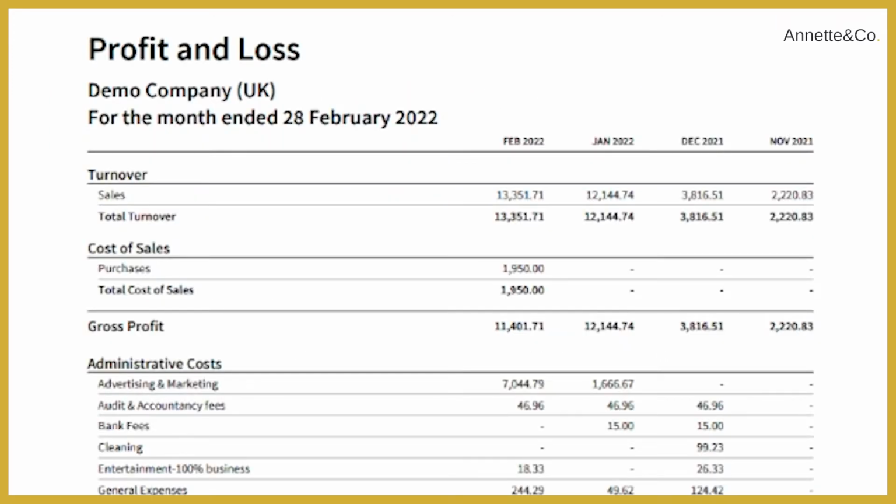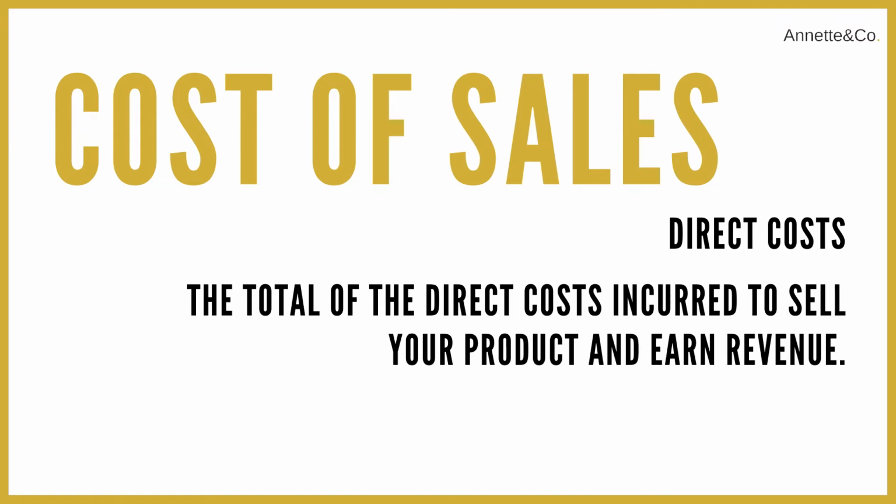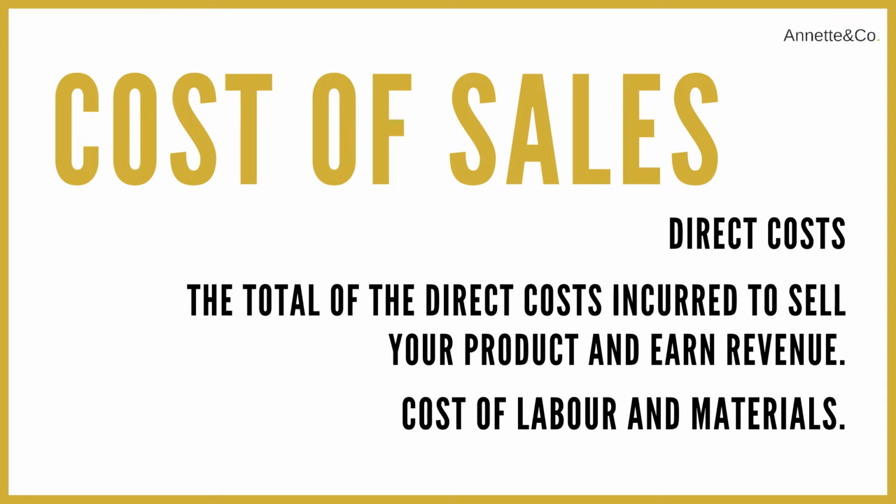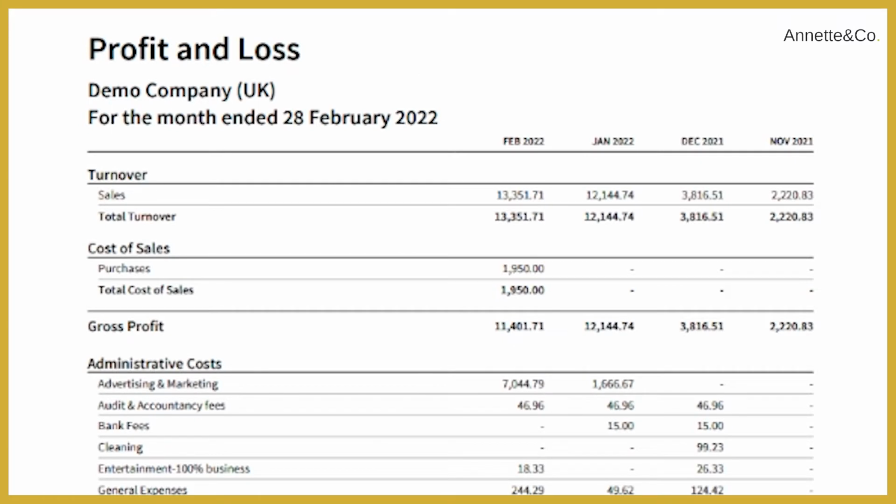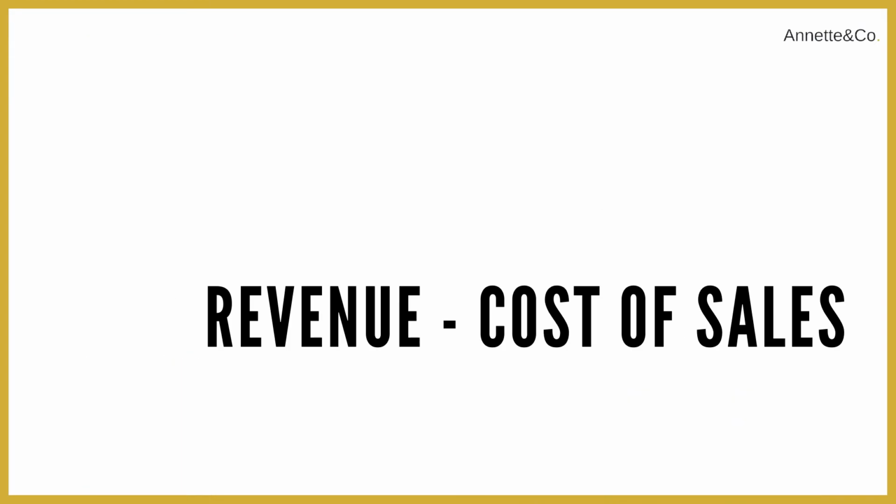So we start with the income section, the revenue or sales. Your revenue earned through selling your products or services. This is the first section that appears in the profit and loss account. The next section we see are the cost of sales or direct costs. These are the total of the direct costs incurred to sell your products and earn revenue. This can include things like cost of labor and materials. And the next line we see is the gross profit. The gross profit is calculated by subtracting the cost of goods sold from the revenue.